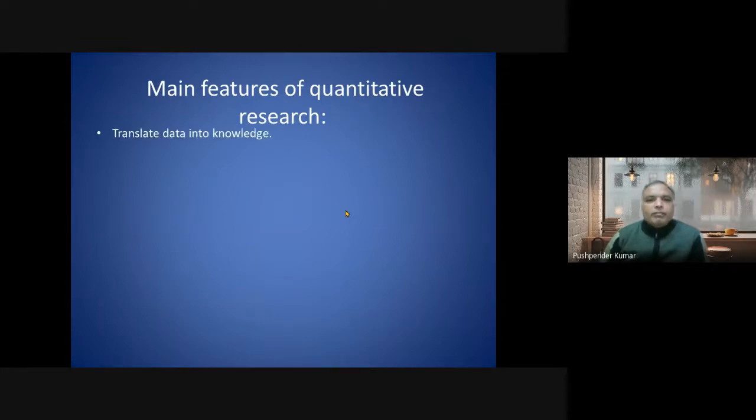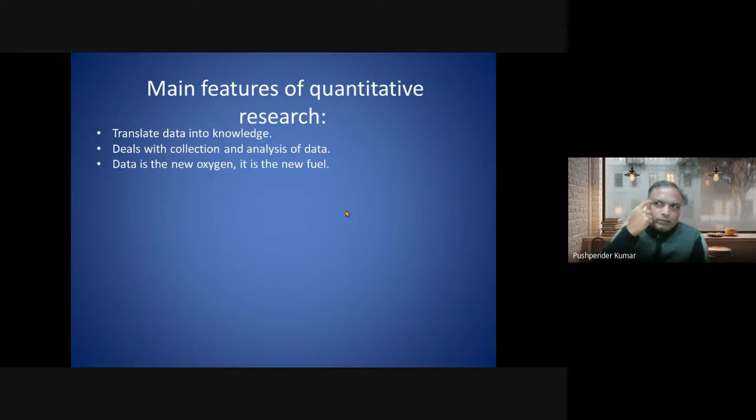Now, main features of quantitative research. Let me go fast because we need to cover this. Basically, it translates data into knowledge and deals with collection and analysis of data. Data is the new oxygen and the new fuel. Just think of Google. They are number one because of data, and they share data with others.